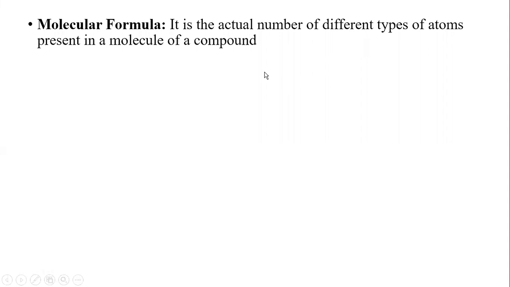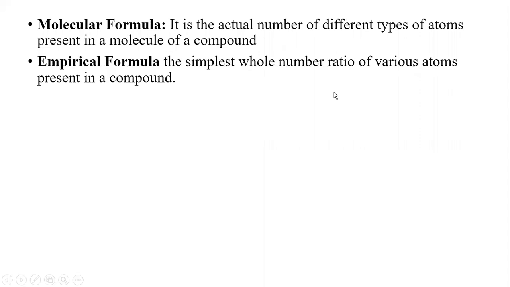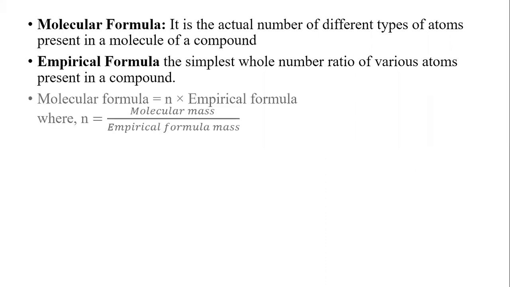Molecular formula. The molecular formula contains the exact, actual number of different types of elements present in the compound, but the empirical formula contains the simplest whole number ratio of the various elements present in the compound. The relation between the molecular formula and the empirical formula is: molecular formula equals n multiplied by the empirical formula, where n can be any integer. In order to calculate n, we divide the molecular mass by the empirical formula mass.